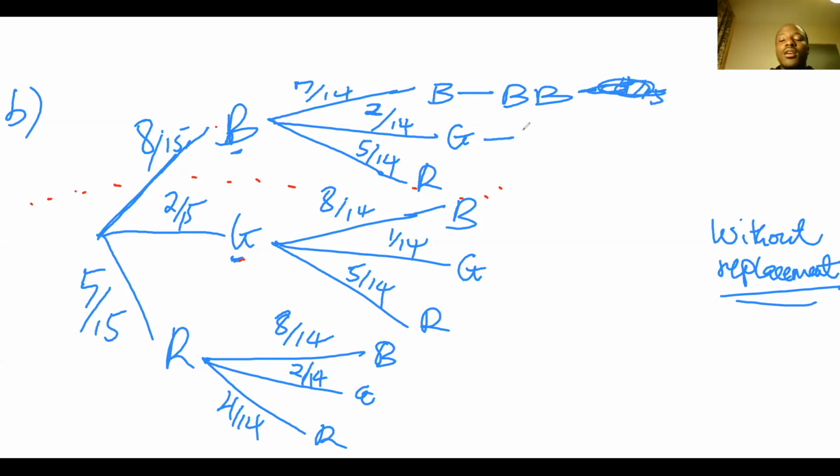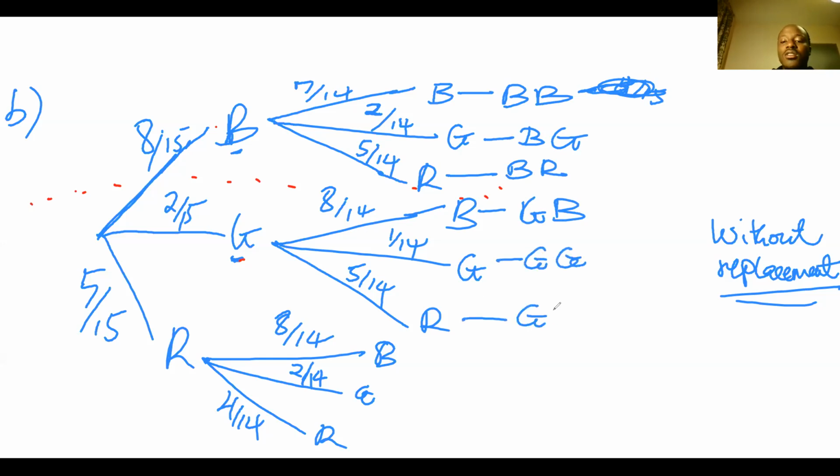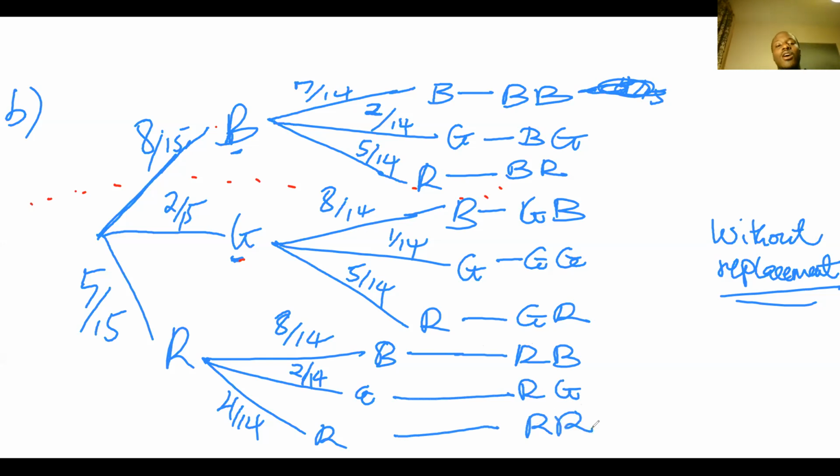So the next one is blue, green. The next one is red. Here you picked the first ball is green, the next ball is blue. First ball is green, second ball is green. First ball is green, second ball is red. Here, first ball is red, second ball is blue. First ball is red, second ball is green. First ball is red, second ball is red. So you have your probabilities.